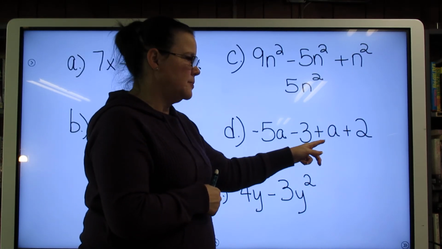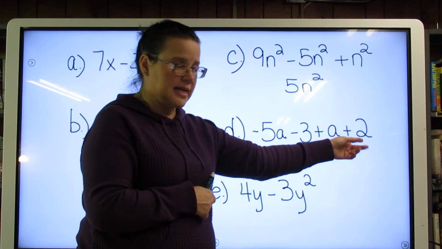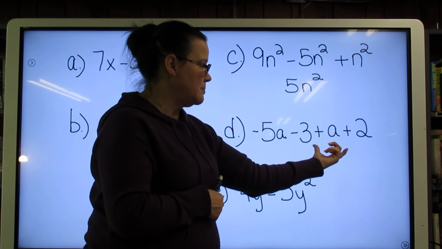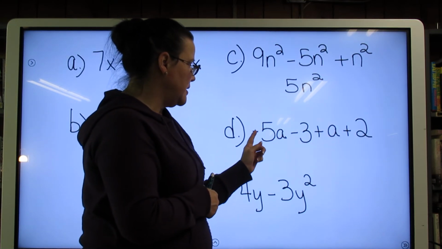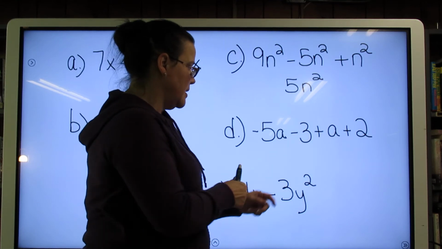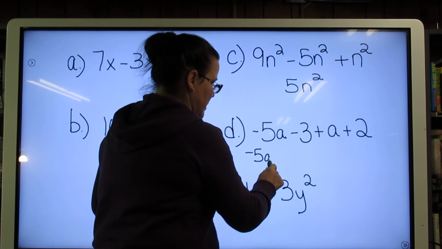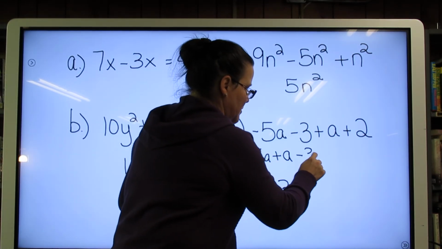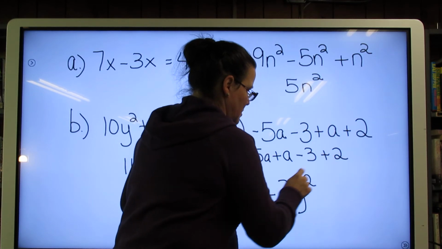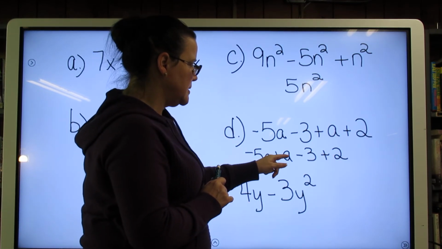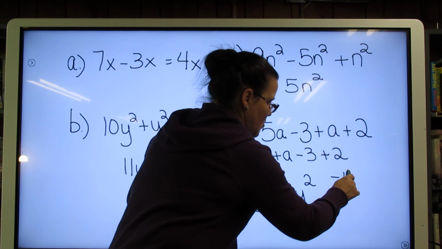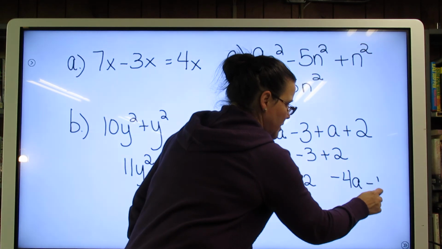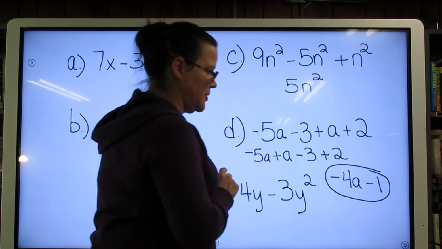Here I gave a couple of terms on this one, 4 terms to be exact, and 2 of them match for the a's and 2 of them match for just the regular numbers. So negative 5a plus a, and I could always rewrite it to match them up so I can follow in order. Negative 5a plus a would be negative 4a. And negative 3 plus 2 would be negative 1. And then that would be my final answer for that one.